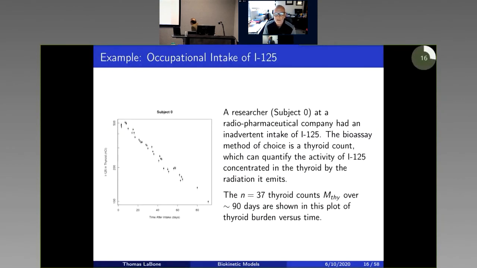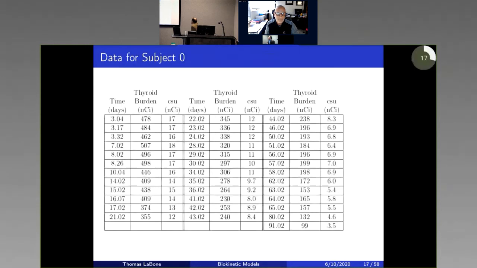Okay, so this is a little example. This was at a facility I worked at, a researcher, and I'll just call her subject 0. She was working with radioiodine, doing some sort of synthesis, and had an intake. The bioassay method of choice here was a thyroid count, and we quantified the amount of iodine 125 in the thyroid by the radiation it emits. These were 37 thyroid counts over about 90 days, and I'm showing them on the plot here, along with the 1 sigma measurement uncertainty. Here's a table of the data in case you want to go home and play with it.